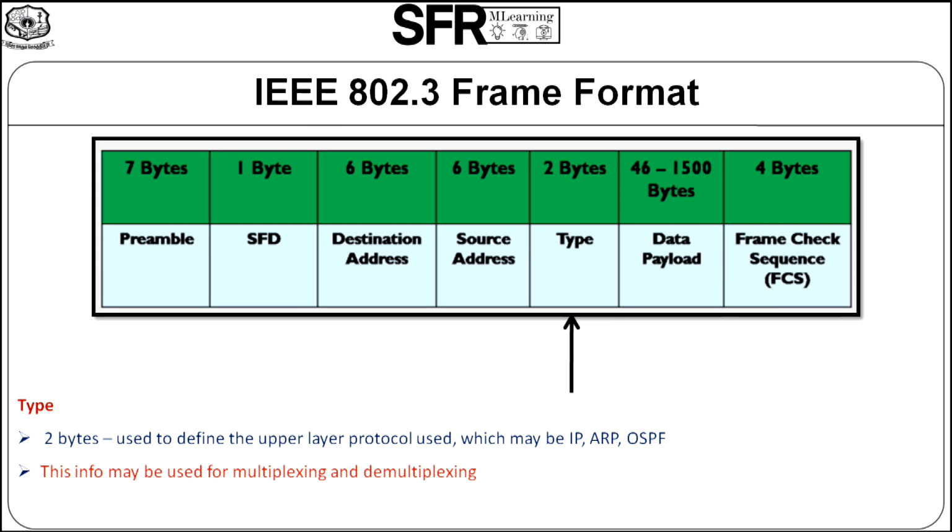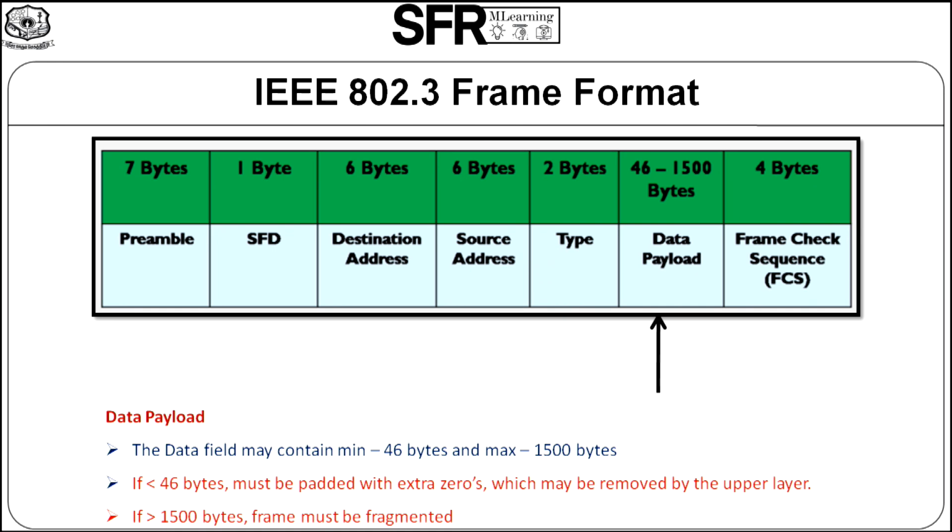The next field is type. The type field consists of 2 bytes. It is used to indicate which upper layer protocol is used, that is, in the network layer which protocol will be used. So, here the type of protocol may be IP, that is Internet Protocol, Address Resolution Protocol or OSPF protocol. So, why is it used? The purpose of this field is just for multiplexing and demultiplexing.